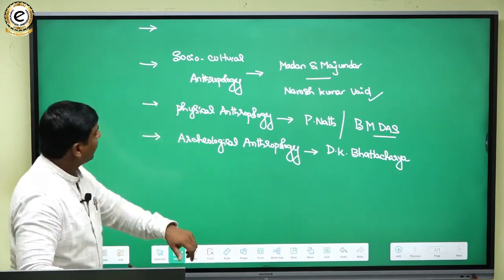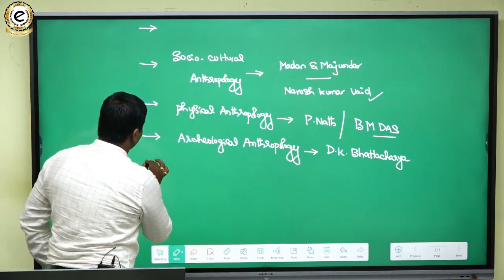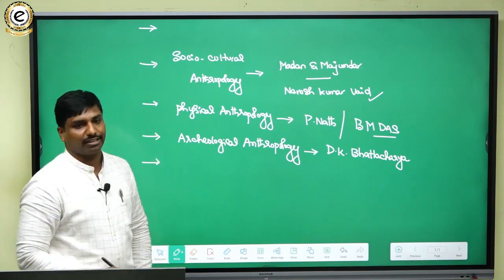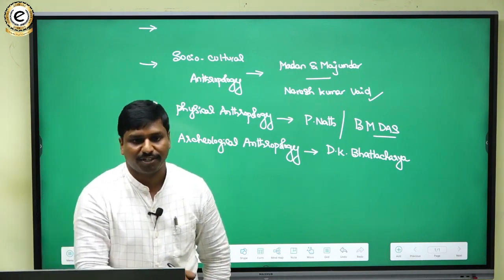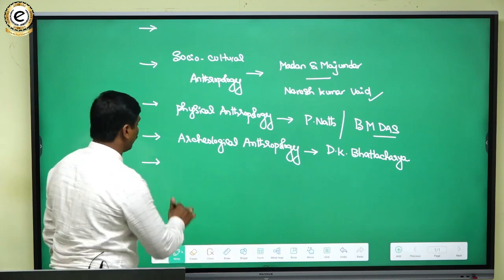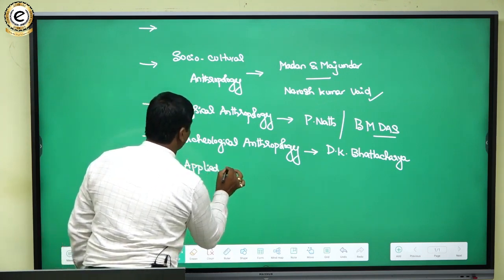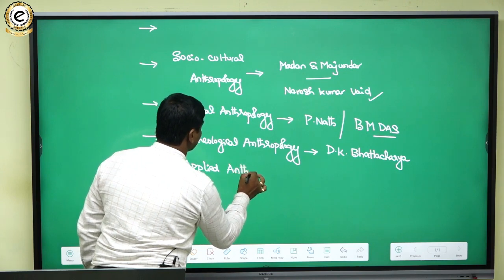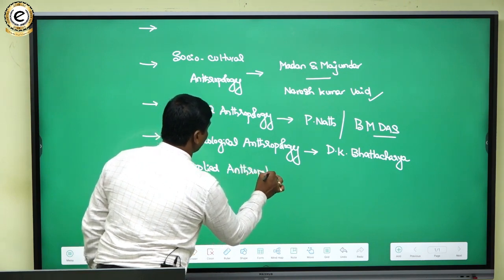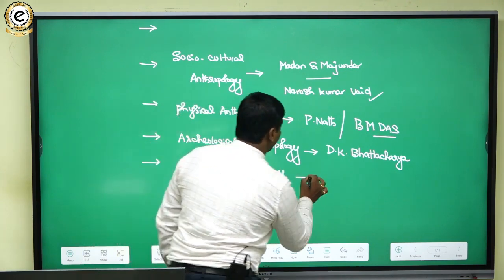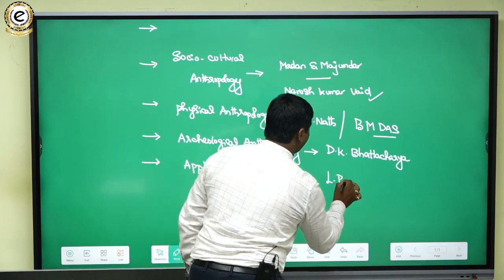In paper one itself, we will have another topic called applied anthropology, the applications of anthropology. For that, one book would be Applied Anthropology by L.P. Vidyarthi.